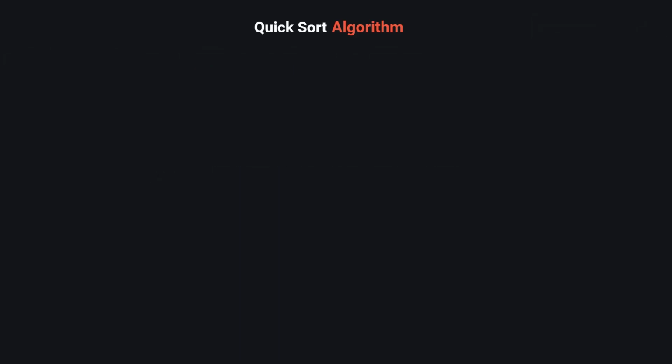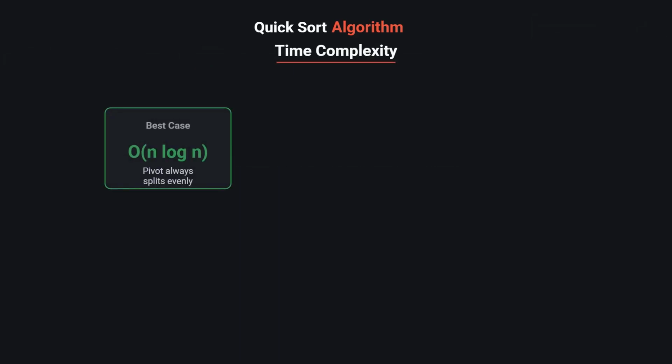Let's talk about what that just cost us. Best case, the pivot splits the array perfectly in half every time. That gives us O of n log n. Average case, with random data, we still expect O of n log n. This is what you get in practice on most real-world inputs.